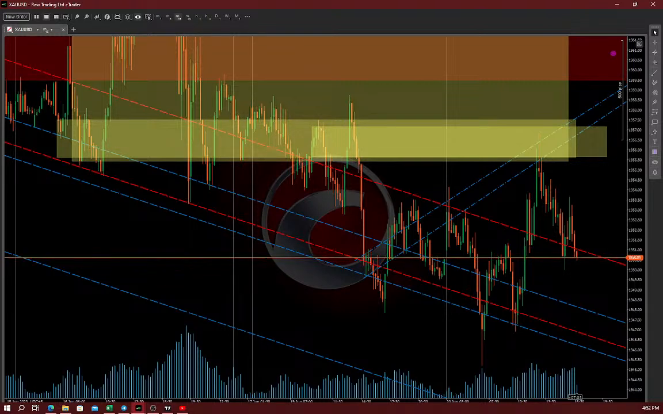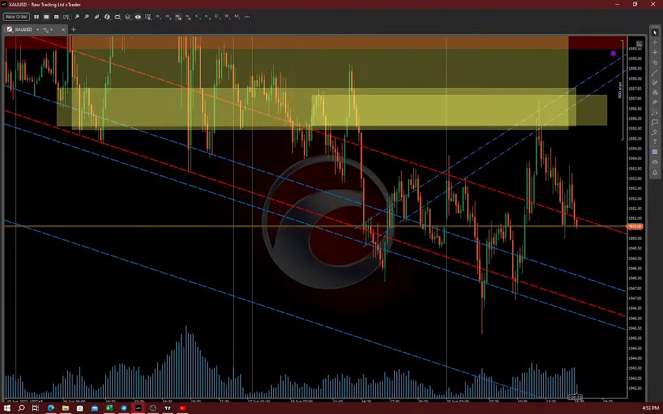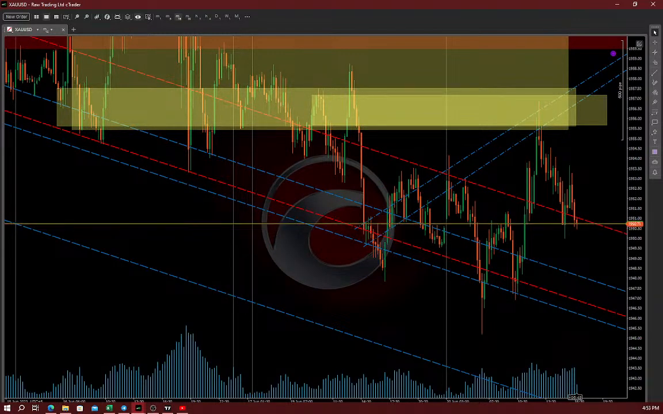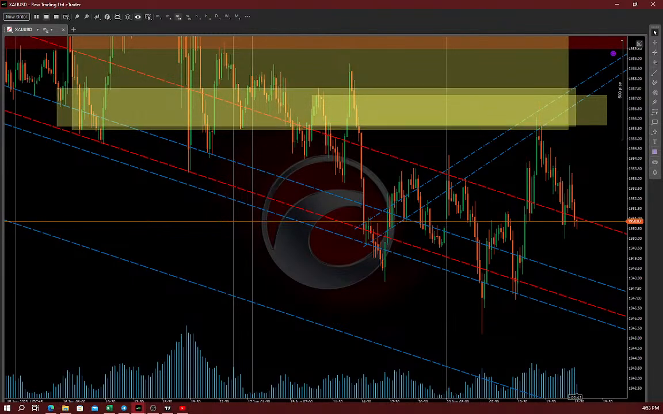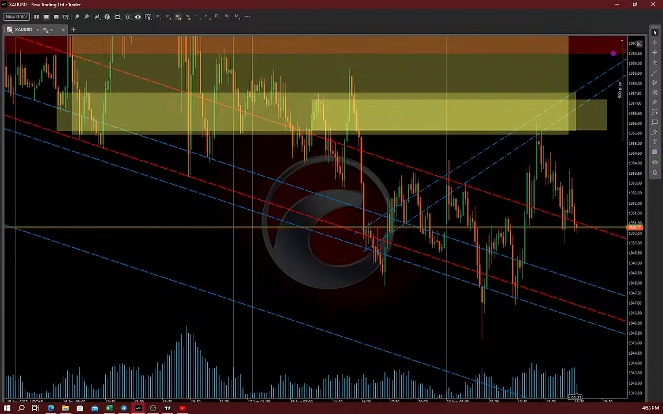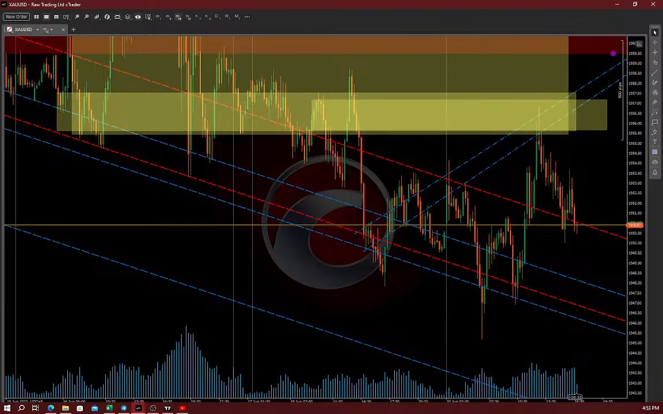My SL got hit somewhere around 1952 or something like that. I believe the SL got hit because I was trailing it, and I should have kept my SL a little bit above. The only reason that I keep an aggressive trailing is because gold is pretty volatile, and on the lower time frame it sometimes takes away all your profit.